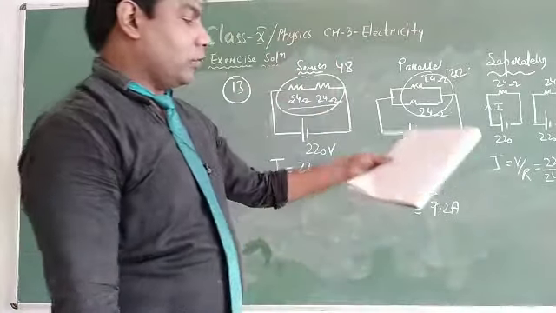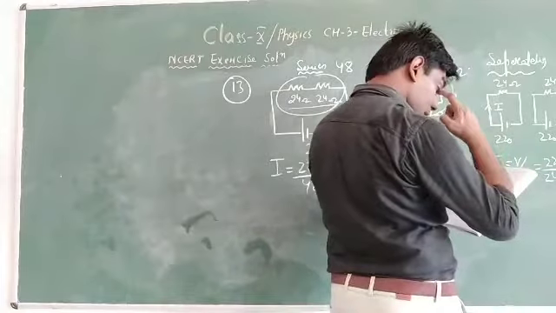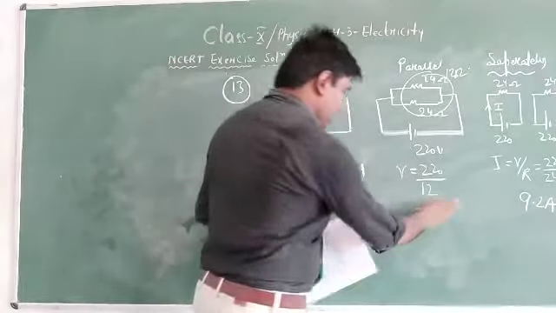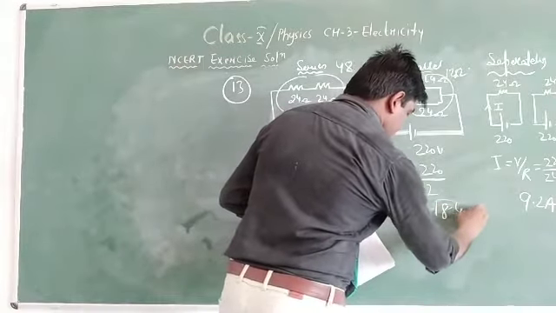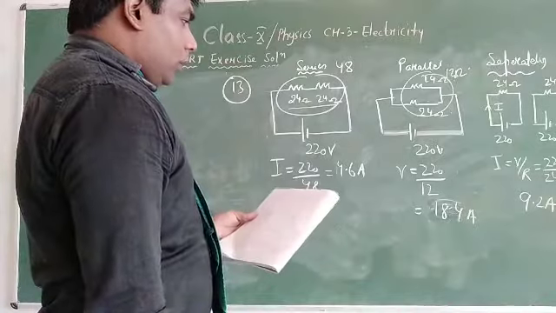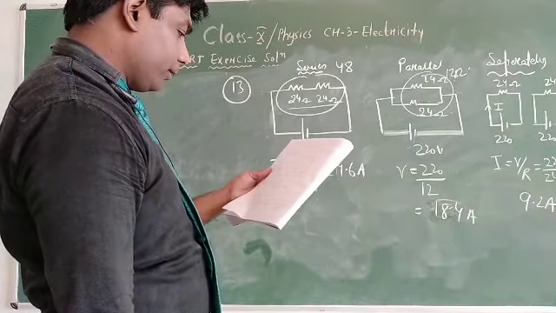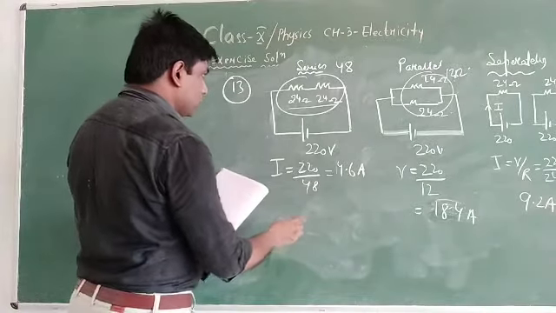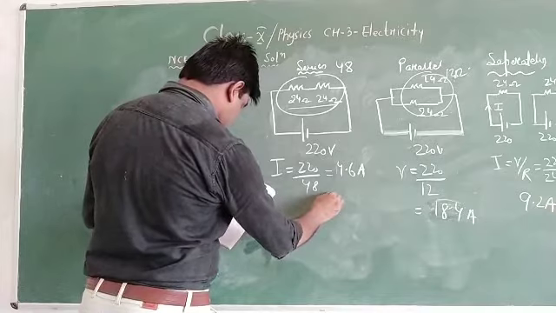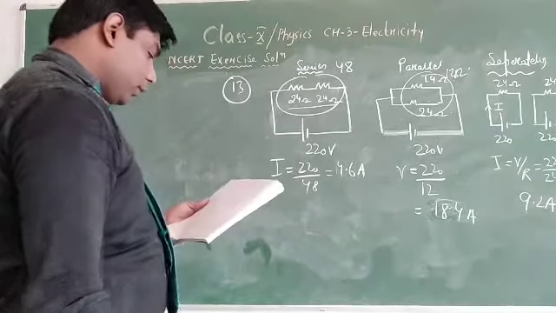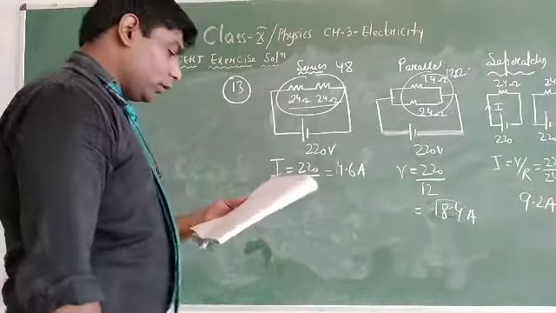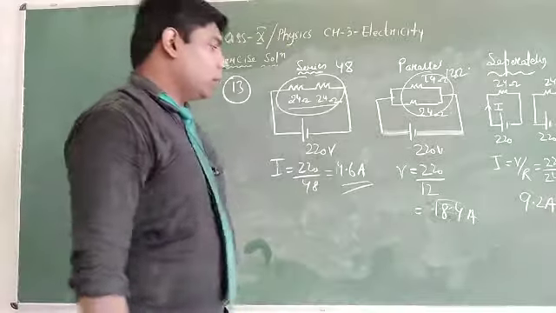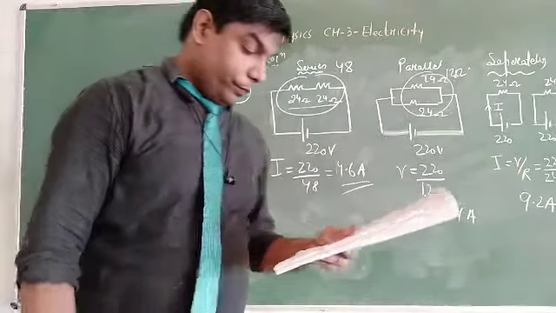In the third case, they are connected separately. So R is how much? 24, and I is equal to 220 by 24, which is 9.2 A. Right, and in the first case it was 48, so it is 4.6. So in series it is 4.6, separately it is 9.2, and in parallel it is 18.4. Right? Question number 14.